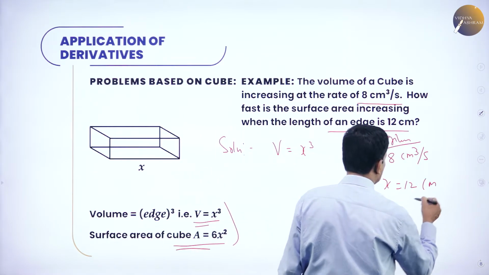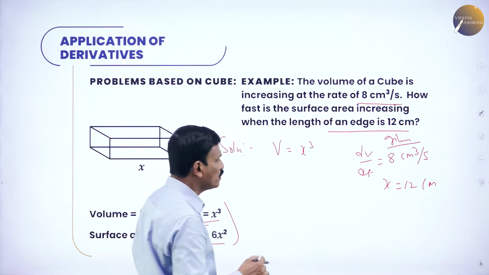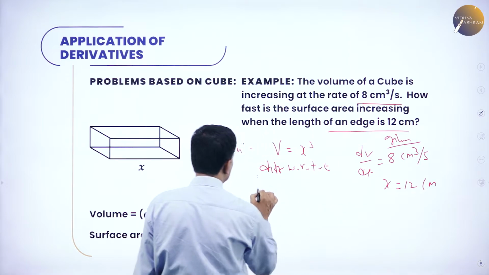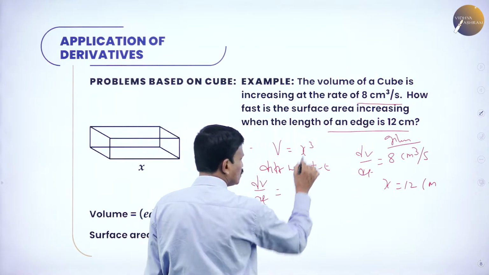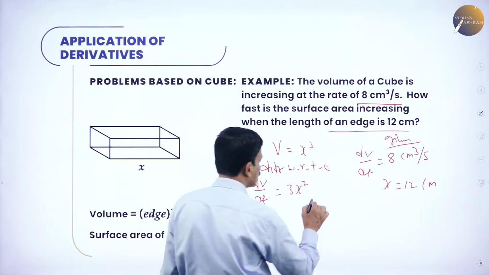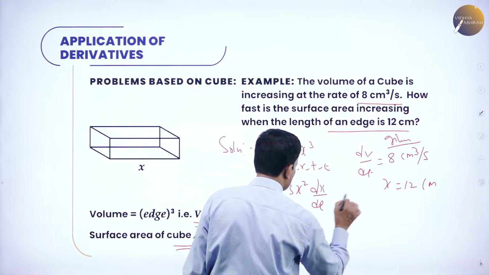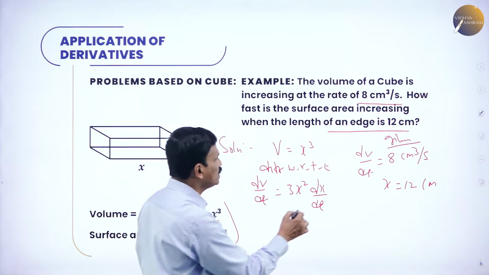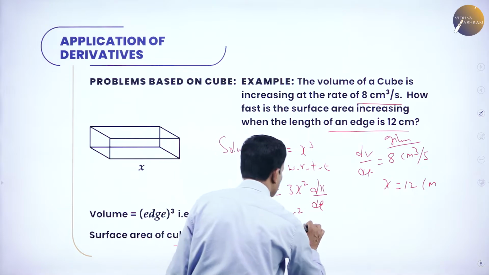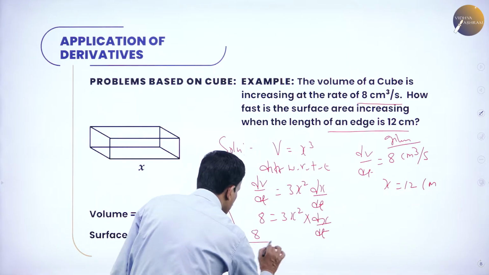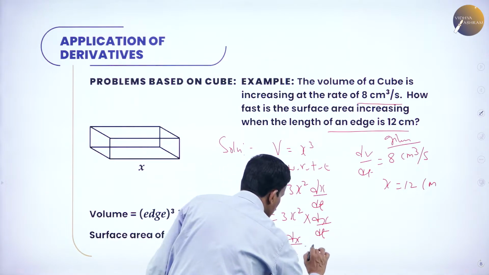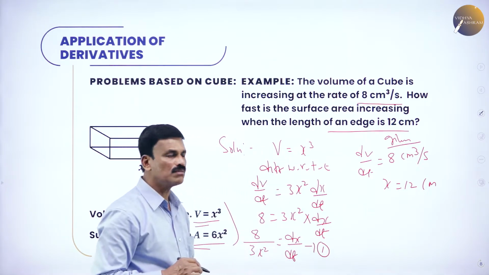Now let us take, what is the volume? V is equal to x cube. Differentiate with respect to t. Differentiating with respect to t, dV by dt is equal to, differentiation of x cube is 3x square into, we are differentiating x with respect to t, therefore this is dx by dt. Since you know what dV by dt is, 8 is equal to 3x square into dx by dt. 8 divided by 3x square is equal to dx by dt. Let us represent this as equation number 1.